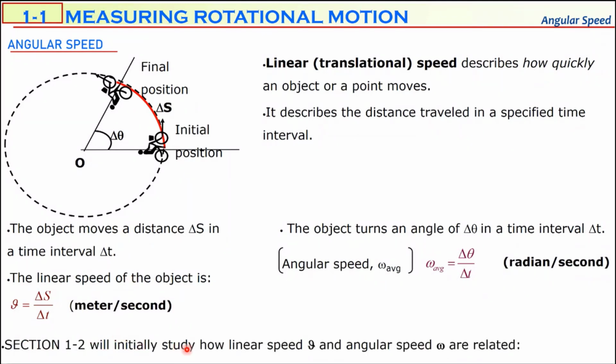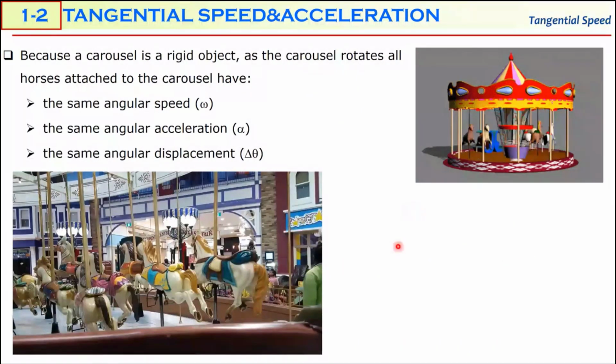So this section initially studies how linear speed v and angular speed omega are related, and we will get this equation. Now, your book is studying this section with a carousel. There are horses, and we are riding on a horse, and these horses are turning together with the carousel. Because the carousel is a rigid object, remember what rigid means? Its shape is not changing as it is rotating. Its shape is the same.